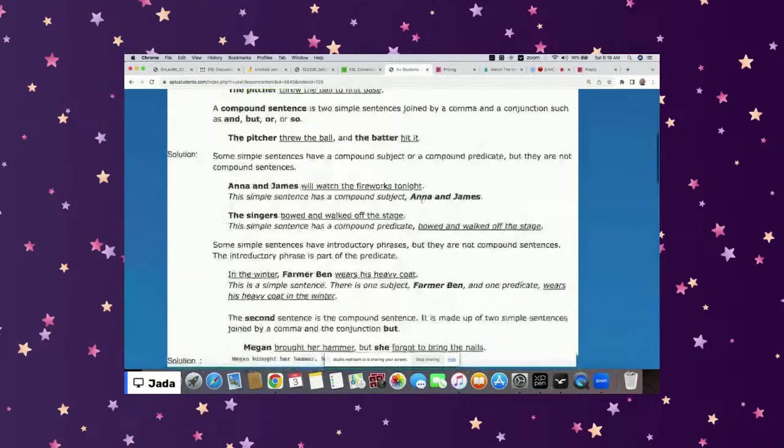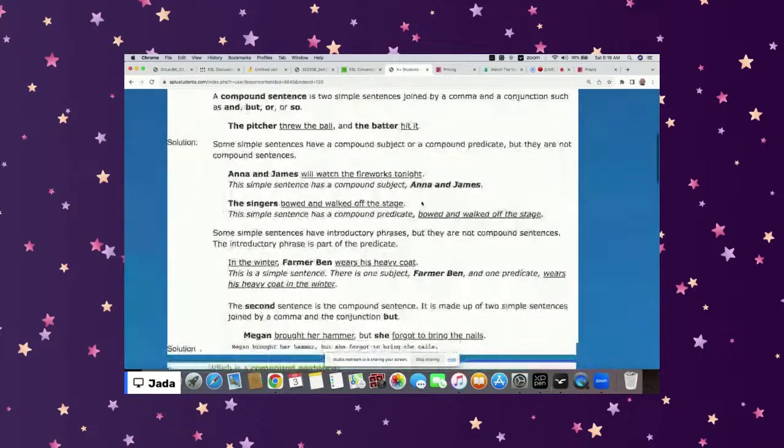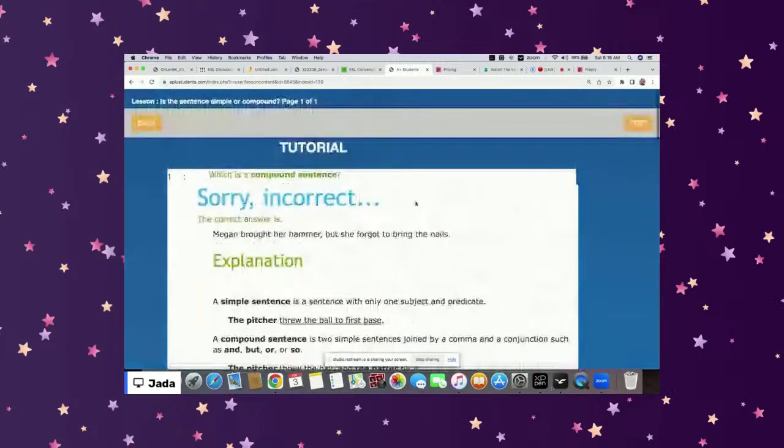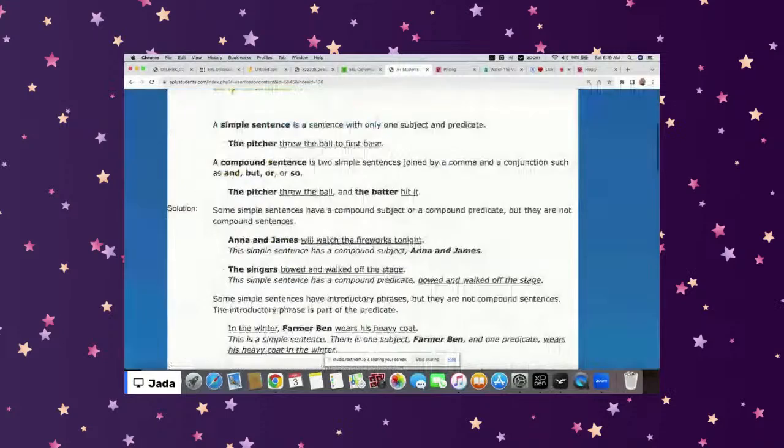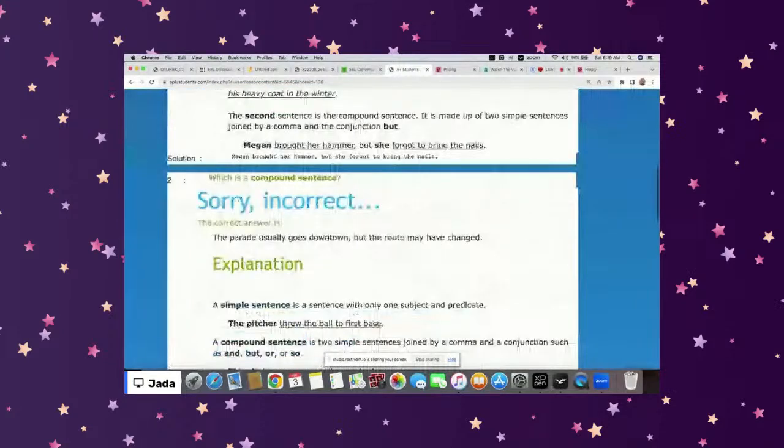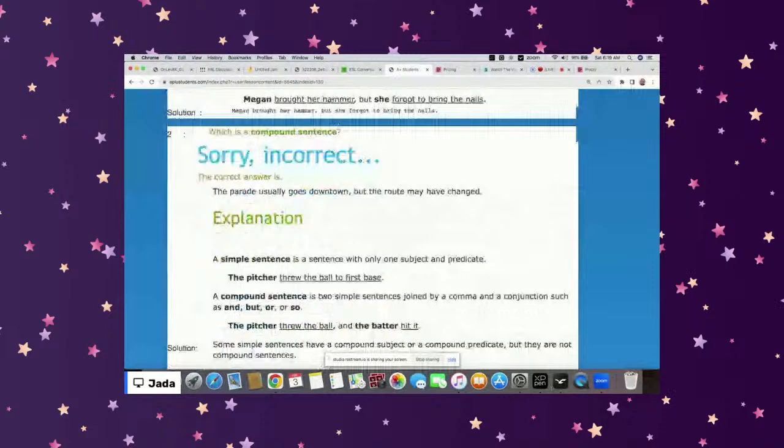So it says, which is a compound sentence here. Mega brought her hammer, but she forgot to bring the nails. Yeah, that's a compound sentence because it has both the comma and the conjunction. That is with two simple sentences that the conjunction and comma are joining together.